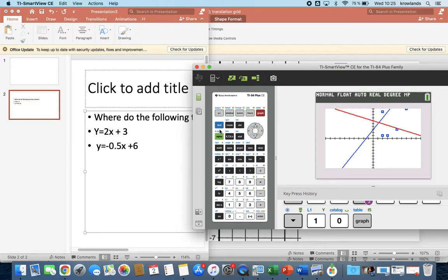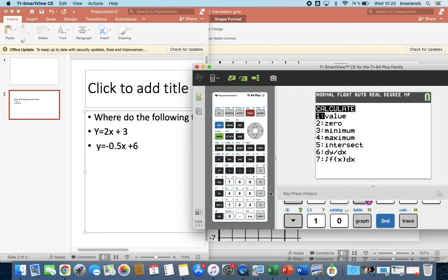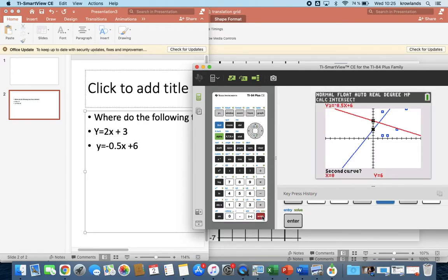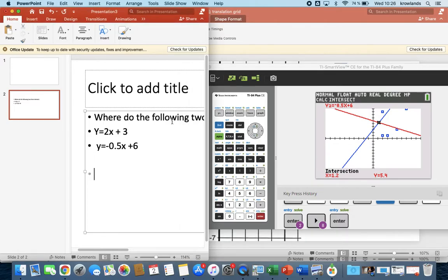Excellent. We can ignore these dots for now. We will learn about this in a future topic. We're just going to focus on the two straight lines. To see where they intersect, we're going to press the second calc. We're going to press number 5, which is intersect. You select one of the graphs, like the blue graph. You select the other graph, which is the red graph, press enter, and then you just select where they cross over in the middle. There we go. They intersect at 1.2, 5.4. So the answer would be 1.2, 5.4.